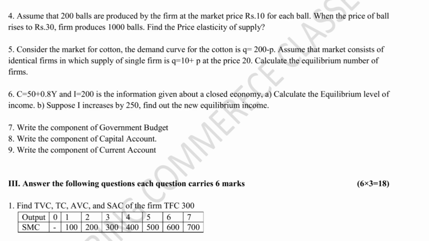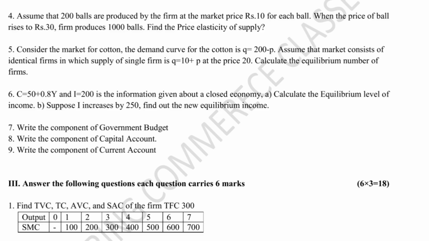This is the information given about a closed economy. You need to calculate the equilibrium level of income. Suppose the investment increases by 250, find out the new equilibrium income. You need to find out two equilibrium incomes. Once you need to calculate for 200. Next, you need to calculate for investment increase by 250. You need to calculate the new equilibrium income.